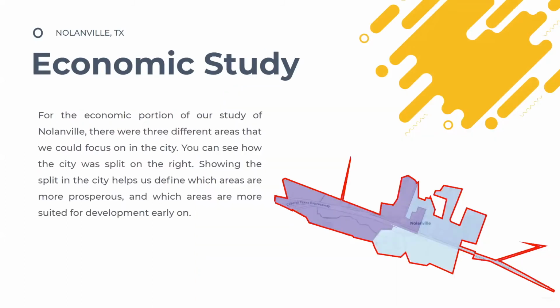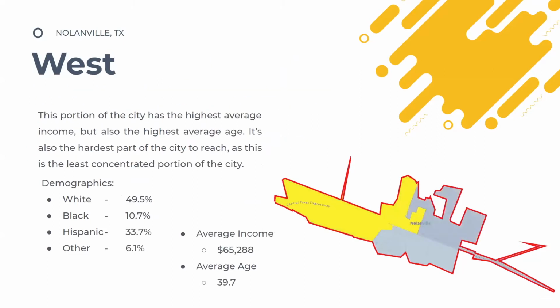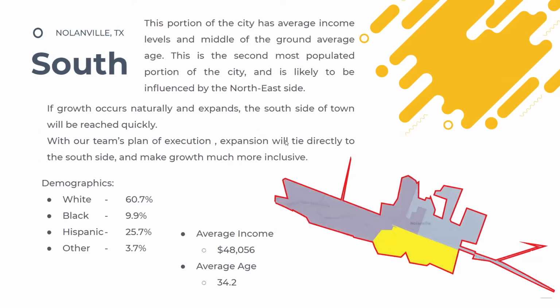Then the next couple slides, you'll see an economic study that focuses on the 3 different sections of Nolanville. So if you see on that picture to the right, it's split up into three different parts, which was part of a study done on Bell County. Next. This is the northeast section where we covered demographics and average income and average age. Next. The west section. And finally, the south section.